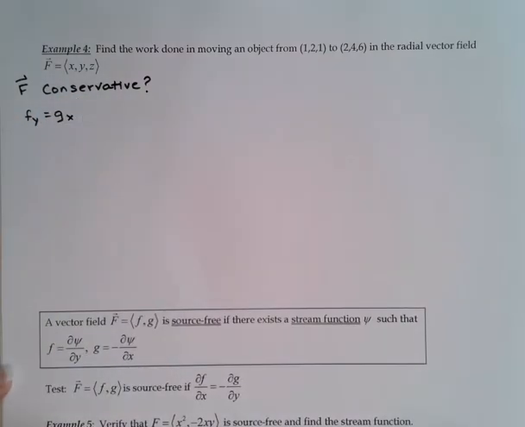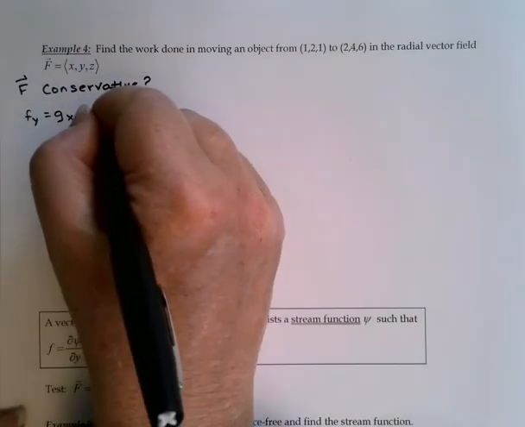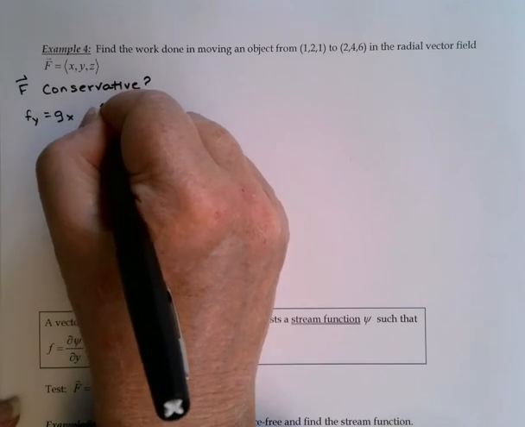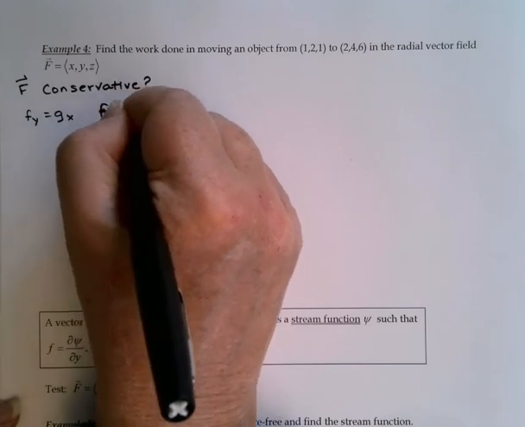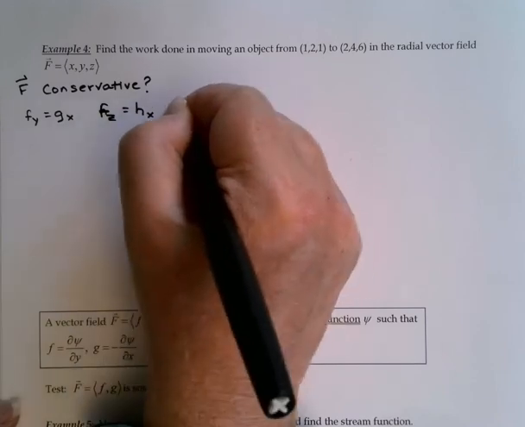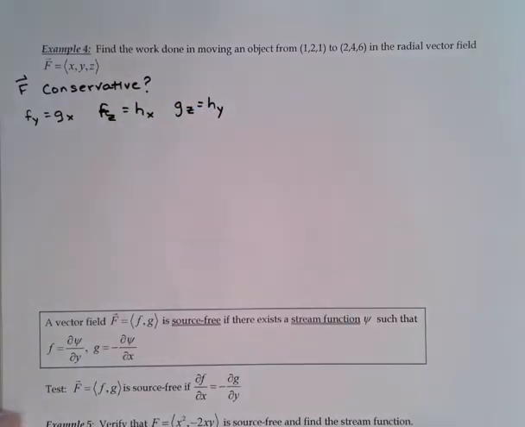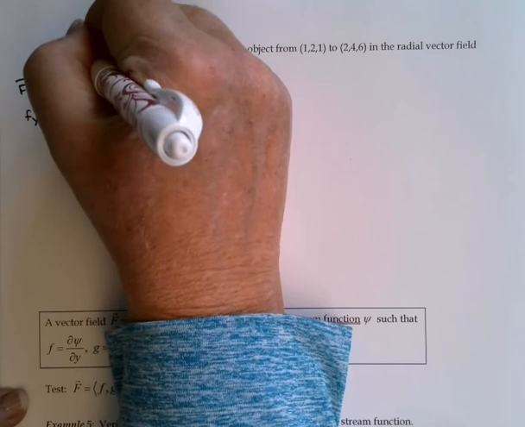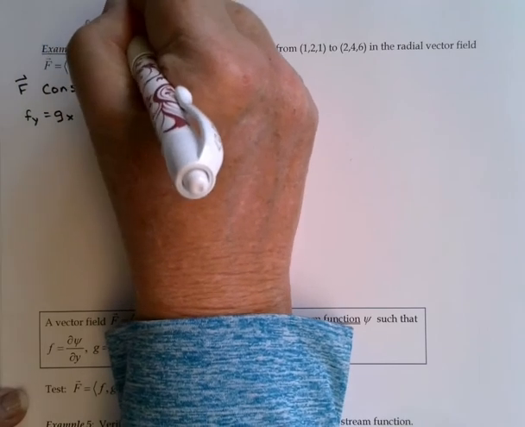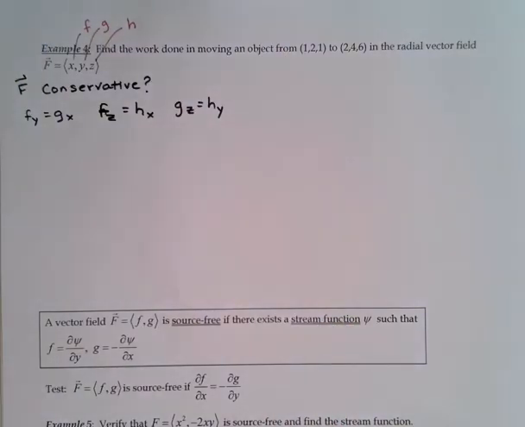First of all, f sub y equals g sub x, the same as the 2-dimensional case. But we also have f sub z equals h sub x, and g sub z equals h sub y. We have to check all of those. So here's the f, the g, and the h.